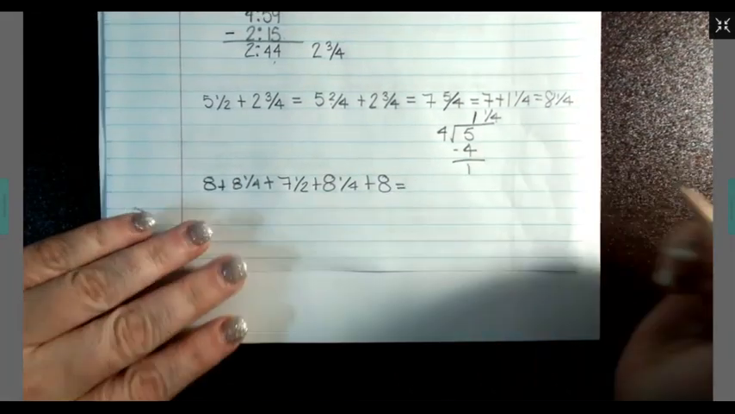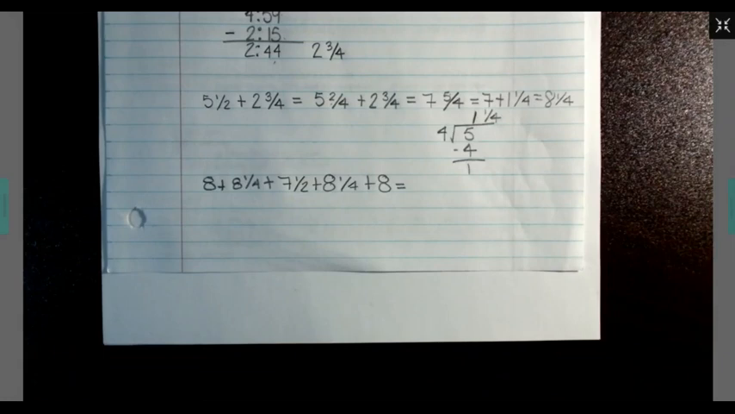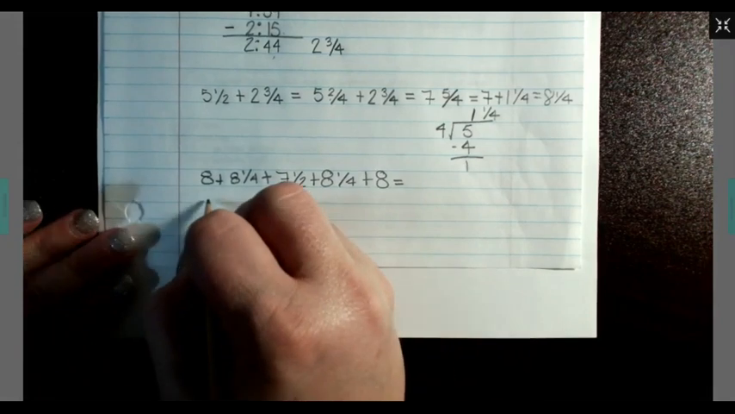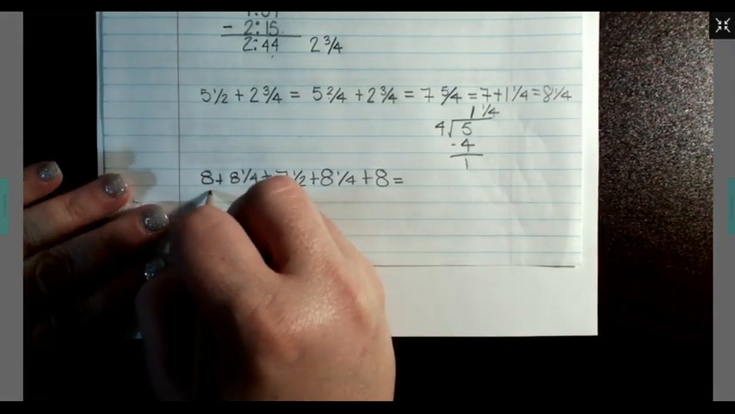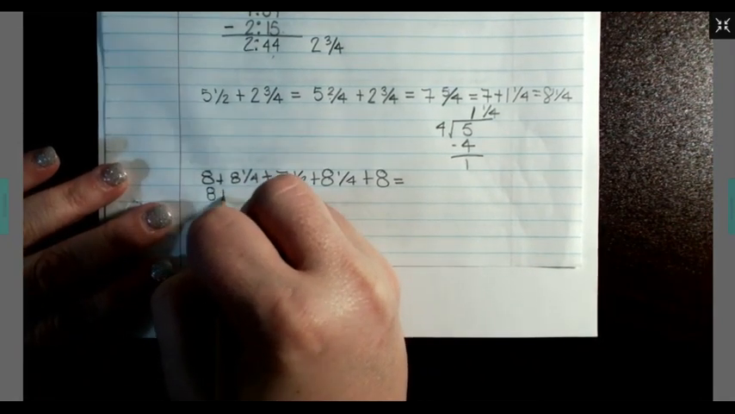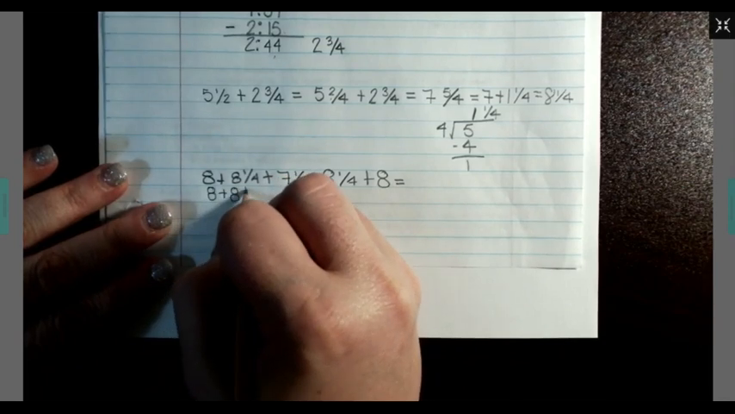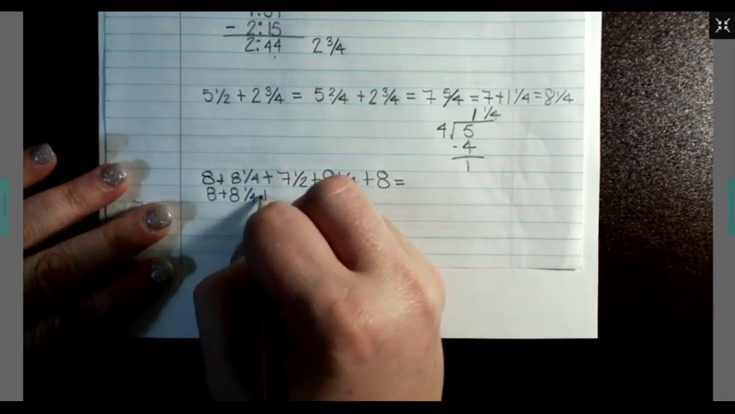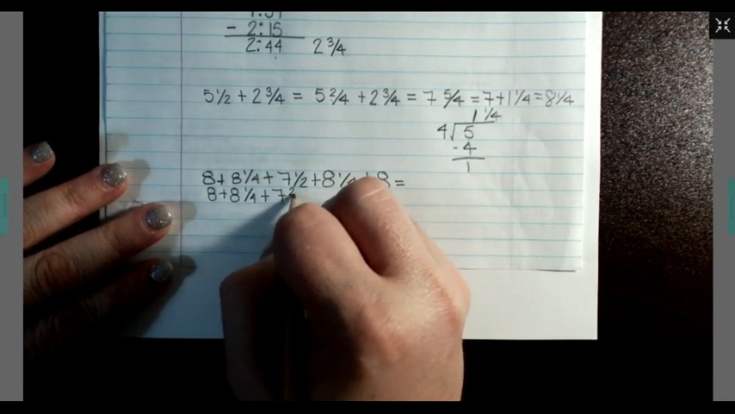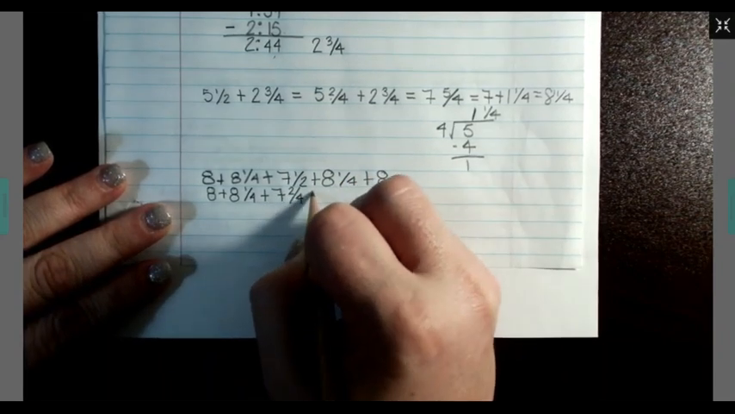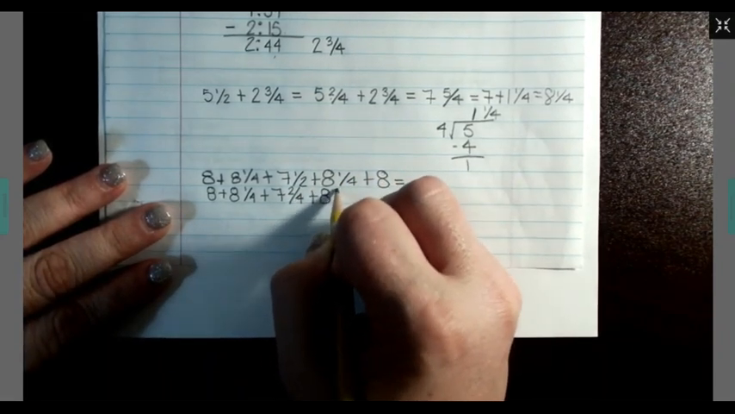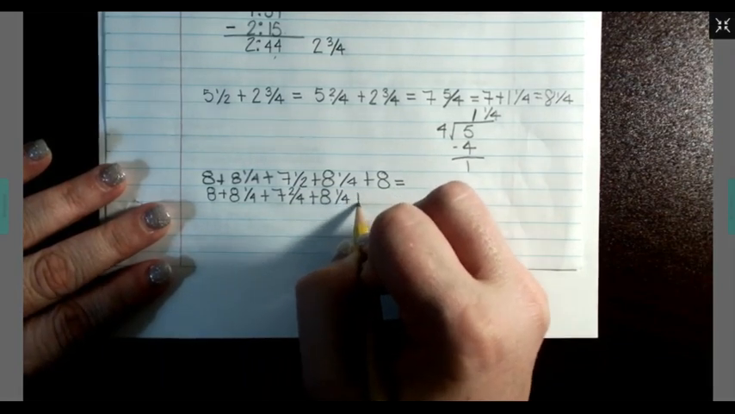All right. Well, in order to add these, I would have to get my common denominators the same. So let's first figure out what our least common denominator is. I agree, it would be 4. So let's go ahead and do that. 8 plus 8 1/4 plus 7 2/4 plus 8 1/4 plus 8.